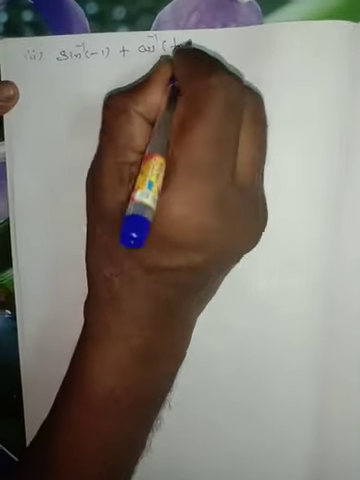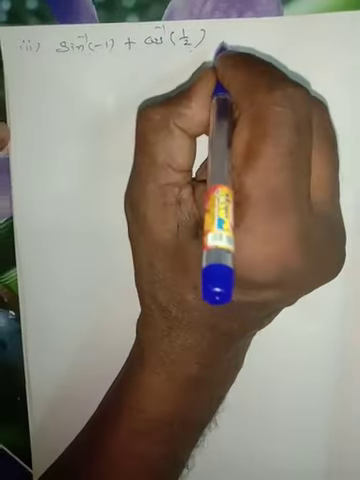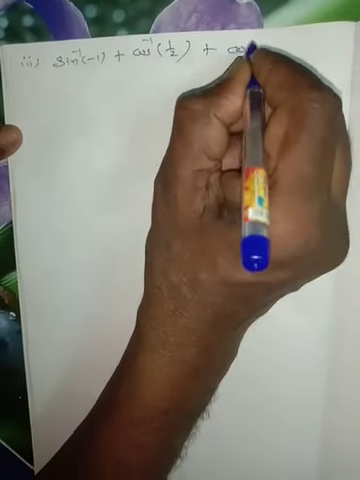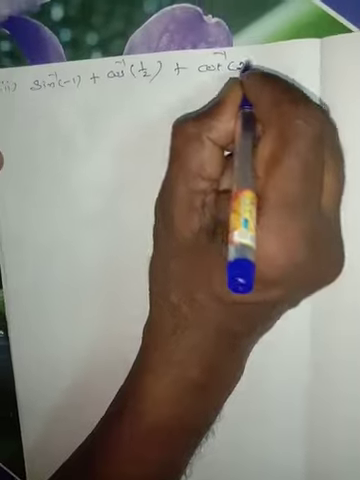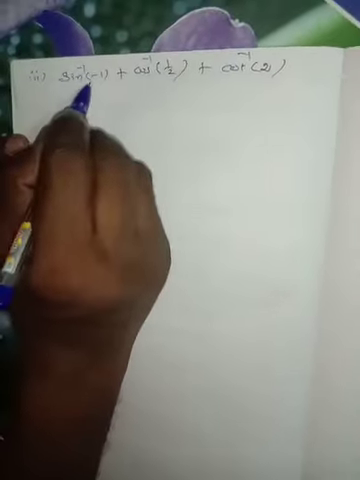Sub-division number 2. Sin inverse of minus 1 plus cos inverse of 1 by 2 plus cot inverse of 2. First take the first part, then the second part, and adding we get the answer.